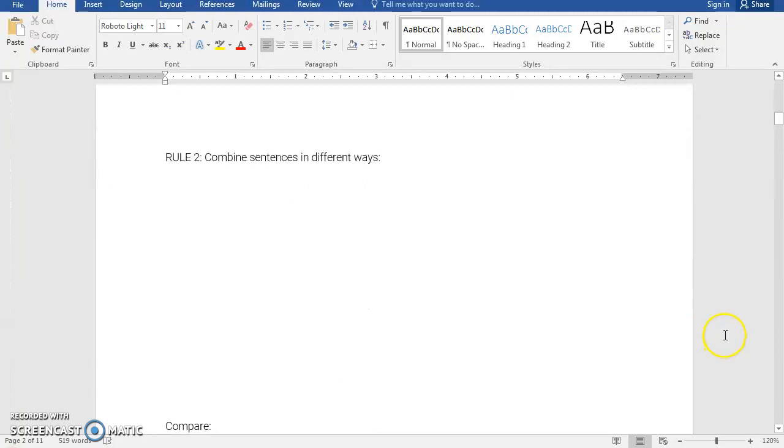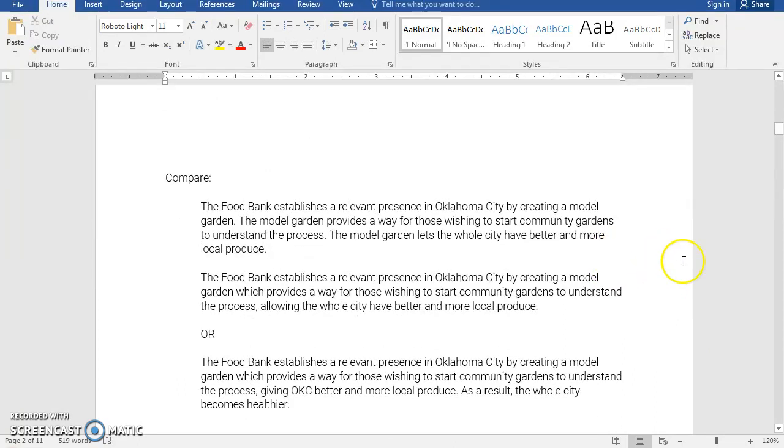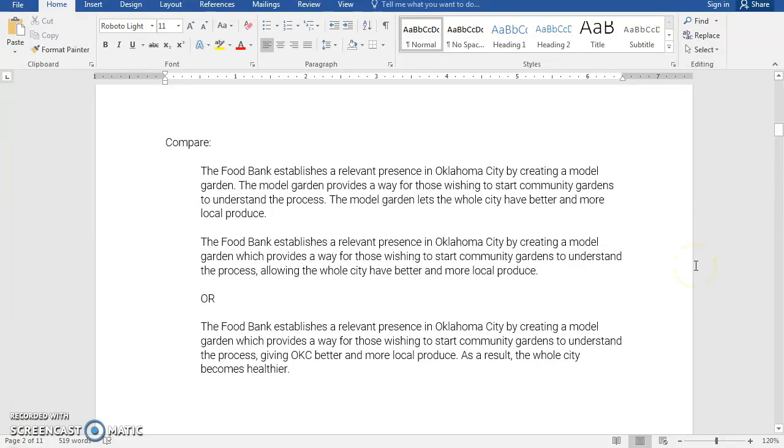Okay, a similar effect can be made by combining sentences in different ways. We've got that same example, so I'm not going to reread it. But look for how I've combined the next two sentences after the first one. Including the first one. The food bank establishes a relevant presence in Oklahoma City by creating a model garden which provides a way for those wishing to start community gardens to understand the process, allowing the whole city to have better and more local produce.